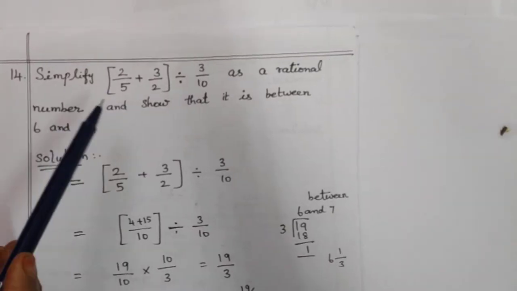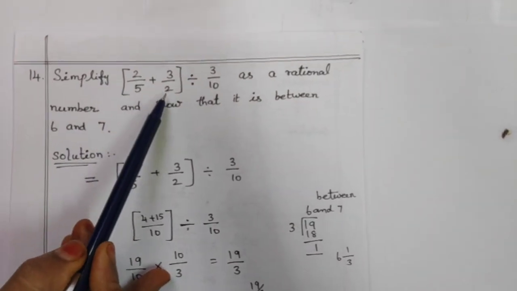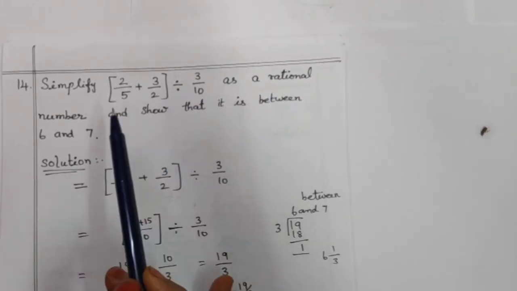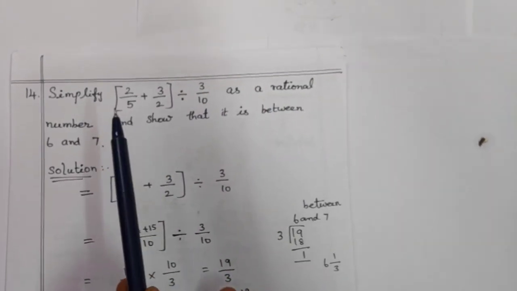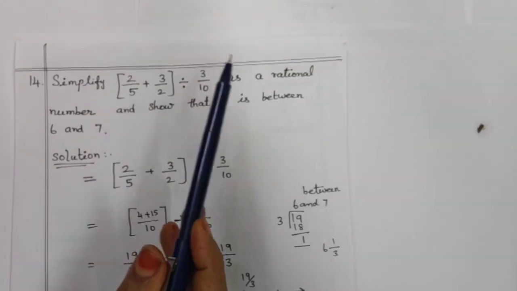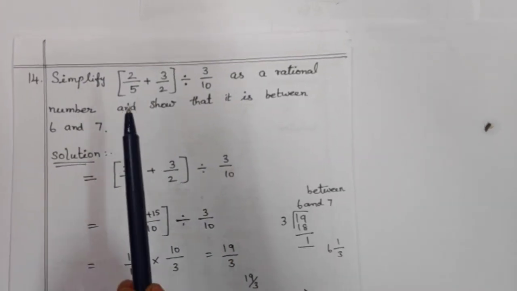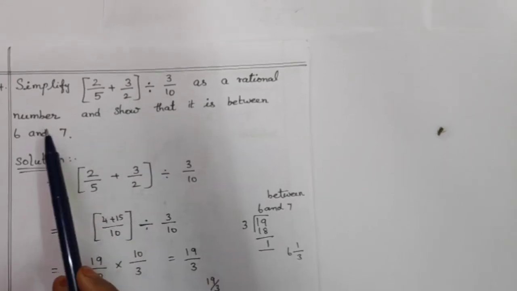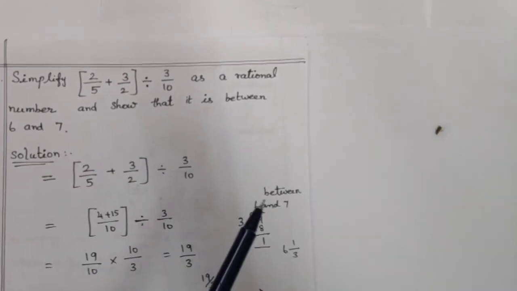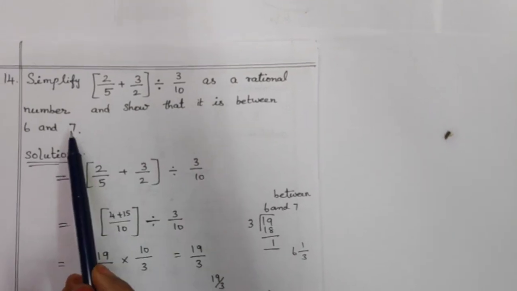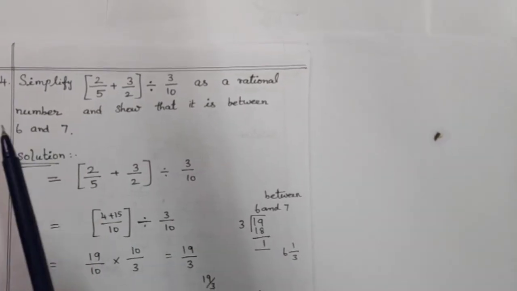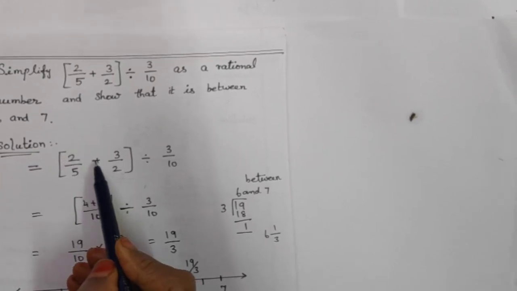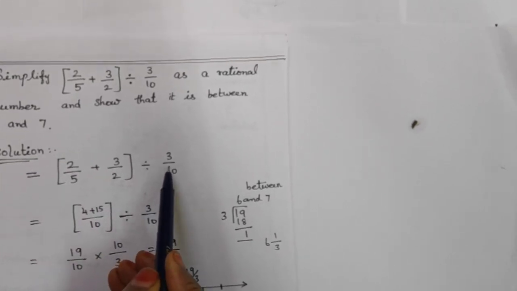Simplify, 14th sum: 2 by 5 plus 3 by 2 divided by 3 by 10, as a rational number. First we want to check whether this is a rational number or not. After getting the answer, show that it lies between 6 and 7 on the number line. The question is: 2 by 5 plus 3 by 2 divided by 3 by 10.